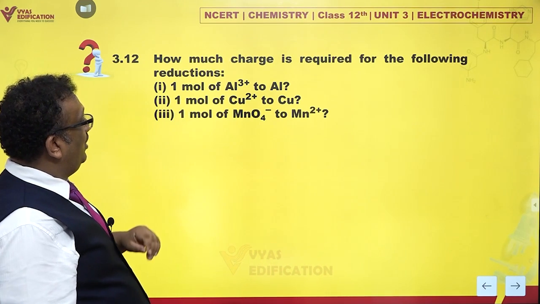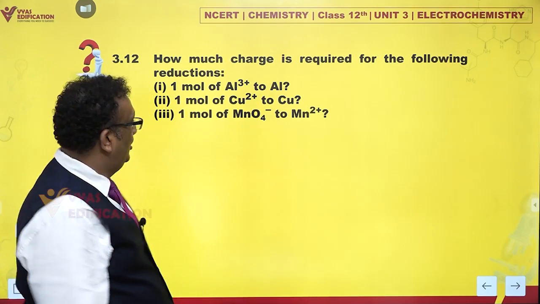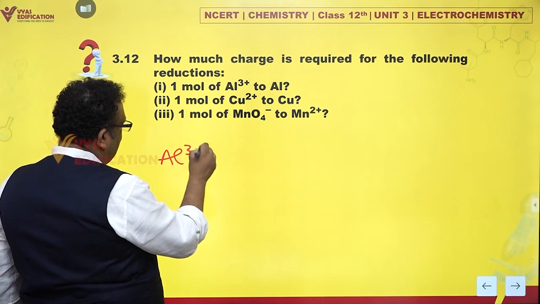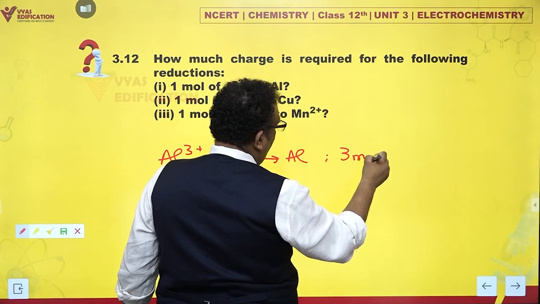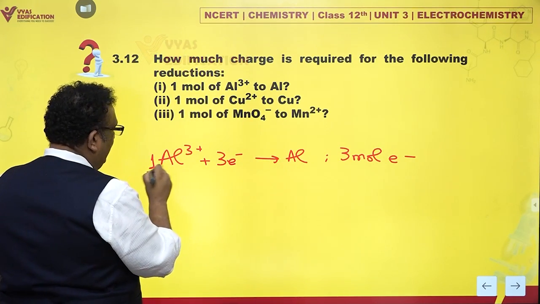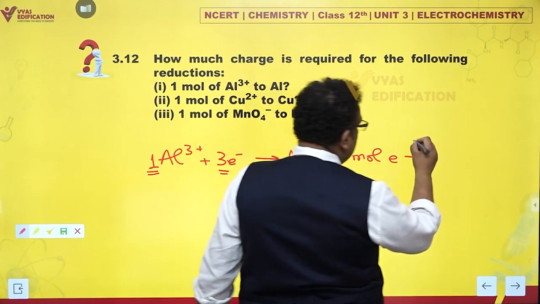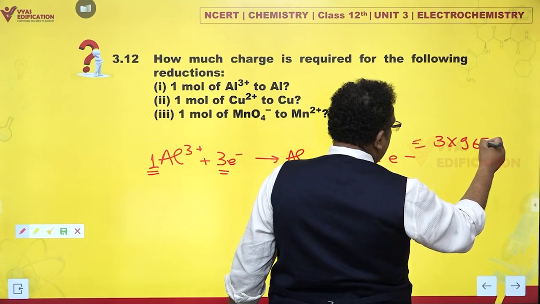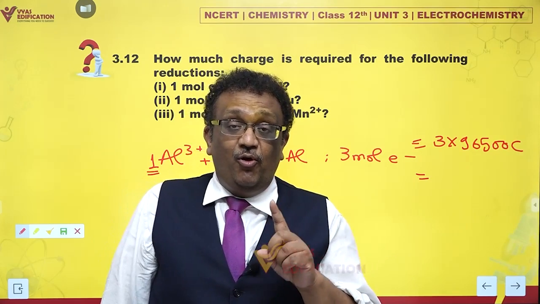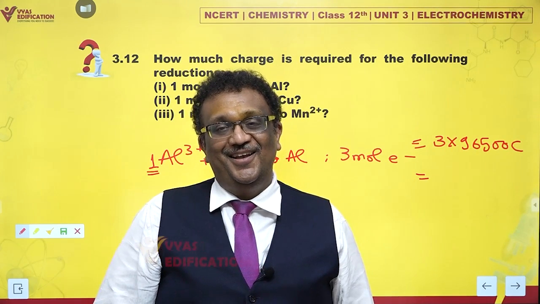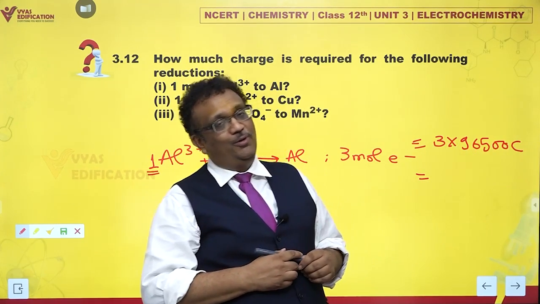Question number 12 is a very fundamental one. How much charge is required for the following reductions? 1 mole of Al3 plus to Al. Now, if you are reducing Al3 plus to Al, you need 3 moles of electrons. 1 requires 3, so 1 mole requires 3 moles. 3 moles of electrons, 3 into 96500 coulombs. Please remember, 1 mole of electrons is called 1 Faraday charge. And 1 Faraday is roughly rounded off to 96500 coulombs.